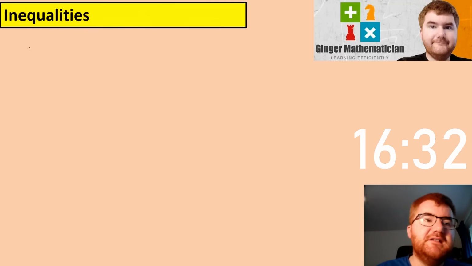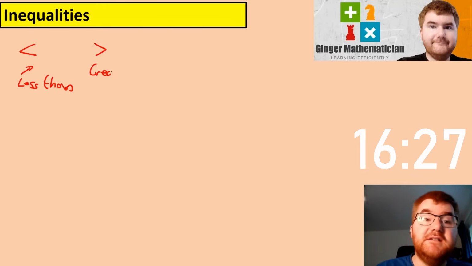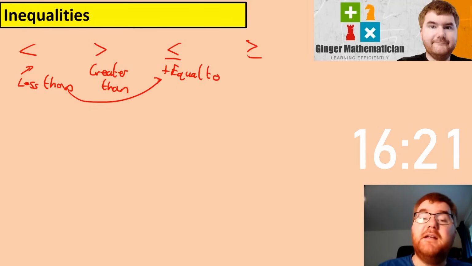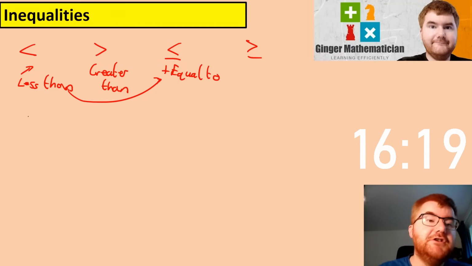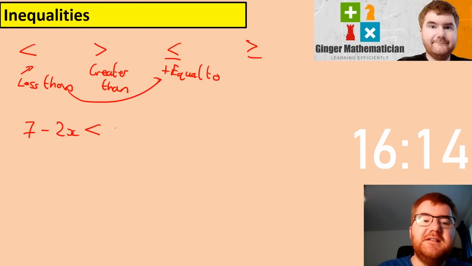Okay, inequalities. So this is these symbols, the crocodile symbols. This means less than, this means greater than, this means less than or equal to, so it's this plus equal to, and the other way around works the same way. Again, you approach this like equations. So say we had 7 minus 2x is less than 4.